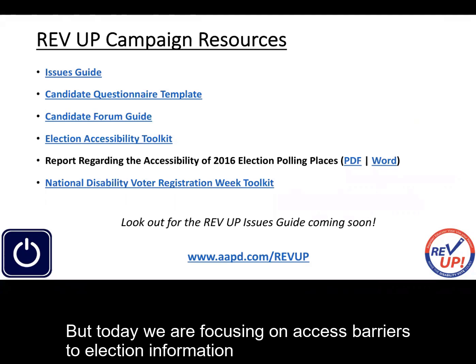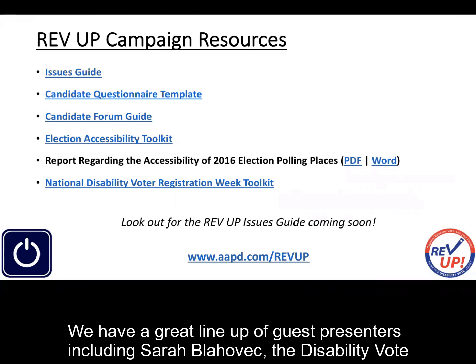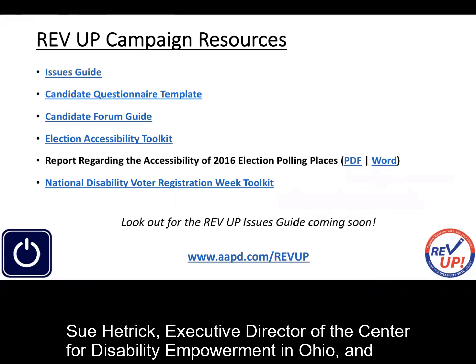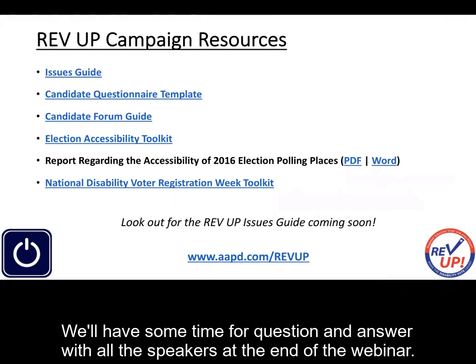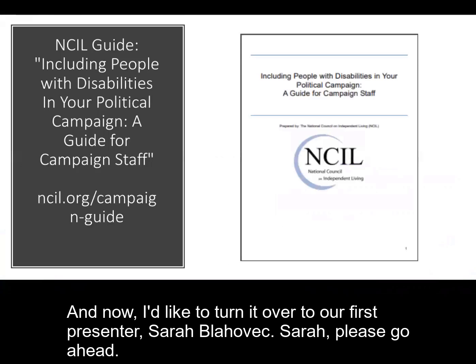form that takes. But today we are focusing on access barriers to election information coming from campaigns, civic organizations, and election departments. We have a great lineup of guest presenters, including Sarah Blahovic, the Disability Vote Organizer with the National Council on Independent Living, Sue Hetrick, Executive Director of the Center for Disability Empowerment in Ohio, and Tarika Jennings, Attorney Advisor and ADA Coordinator with the DC Board of Elections. We'll have some time for question and answer with all of the speakers at the end of the webinar. And now I'd like to turn it over to our first presenter, Sarah Blahovic.